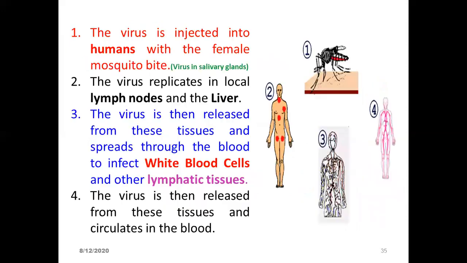And what is the dengue disease cycle? The virus is injected into humans with the female mosquito bite, and the virus is present in the salivary glands. The virus replicates in local lymph nodes and liver. The virus is then released from these tissues and spreads through the blood to infect white blood cells and other lymphatic tissues. The virus is then released from these tissues and circulates again in the blood.